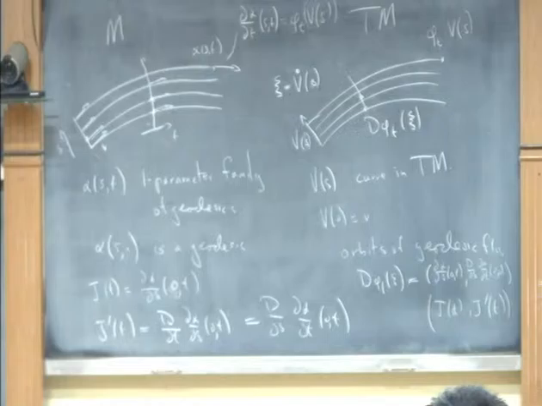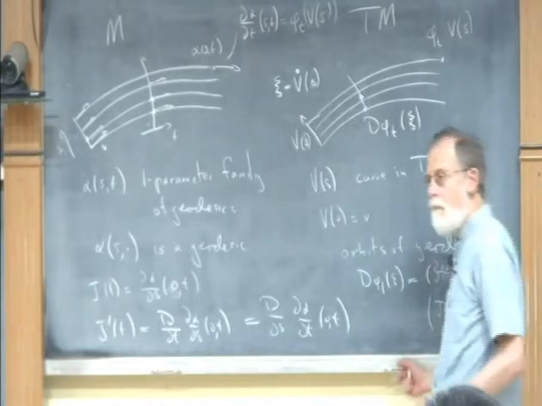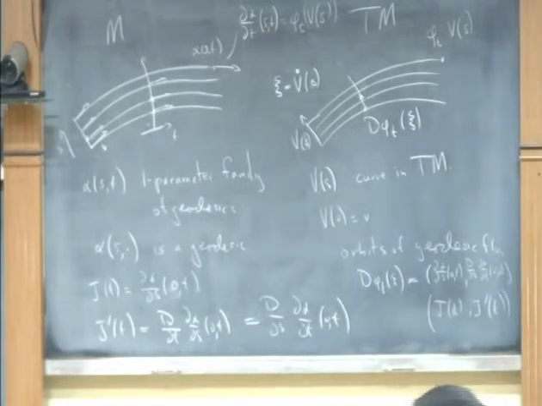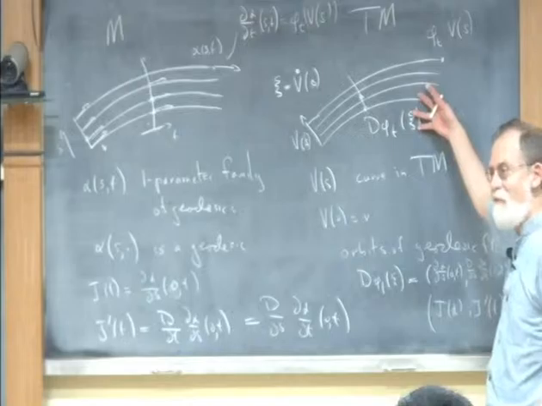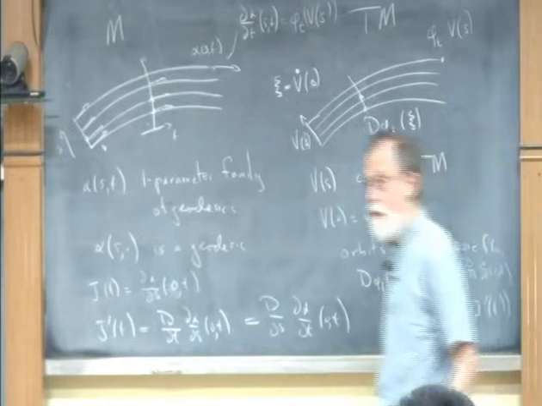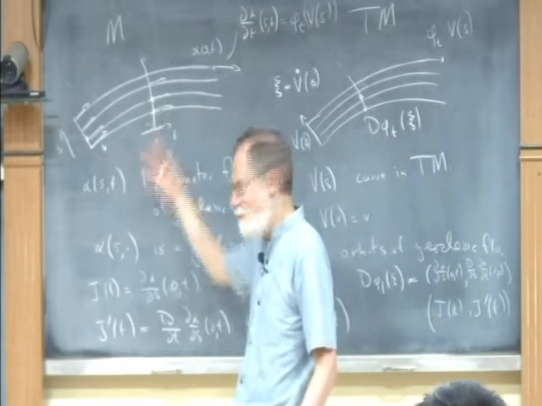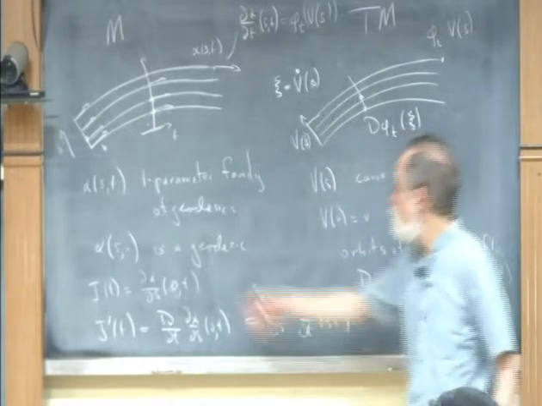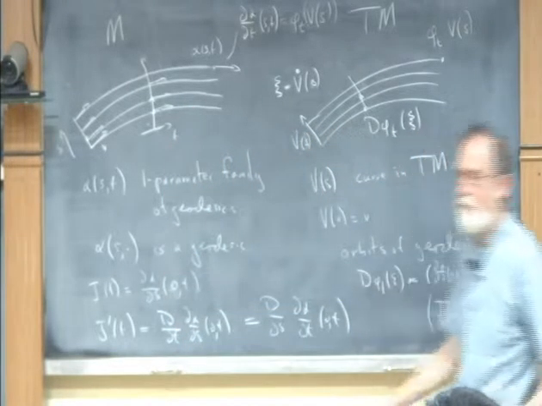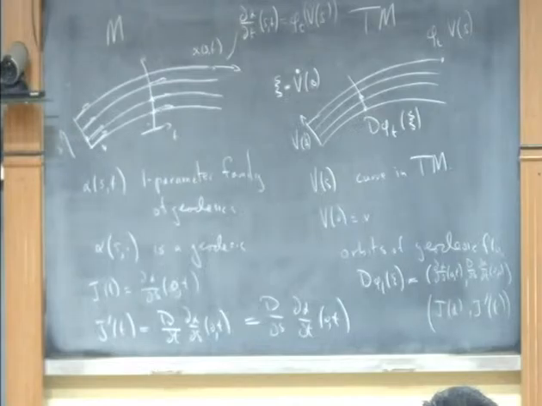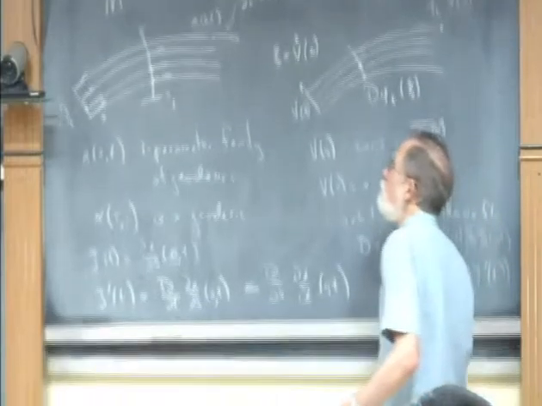So that matchup is fairly fundamental, especially when you try to think about dynamics of the geodesic flow. The dynamics really happens in this picture, but the geometry is based on the Jacobi field picture. Okay, maybe one more remark is I talked last time about orthogonal Jacobi fields.